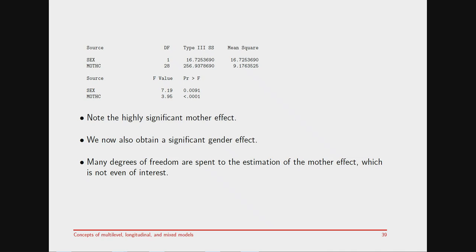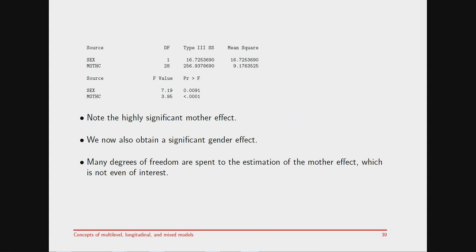Think of a situation, a clustered data set like this one, where you would not have 29 clusters, but where you would have a few thousands of clusters. Then you would estimate here thousands of parameters. Obviously, you would lose efficiency. And what is really problematic is that you're not even interested in those parameters.